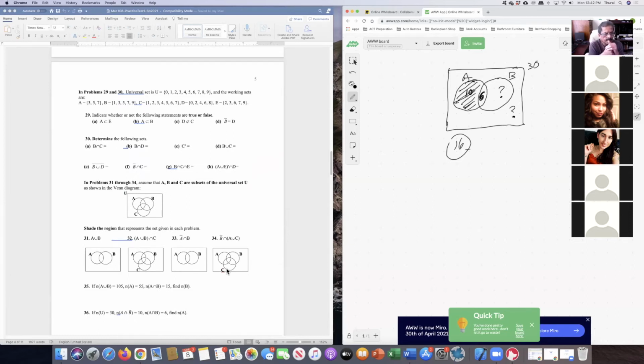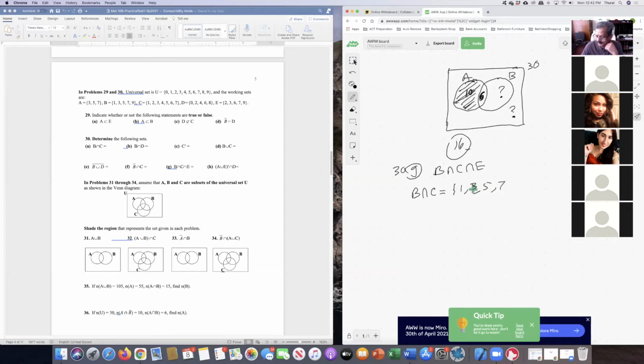Determine the following sets, and G says B intersection C intersection E. So 30G, B intersection C intersection E. To find that, you can just start by finding B intersection C. Let me write it down. B is 1, 3, 5, 7, 9. So I have 1, 3, 5, 7.